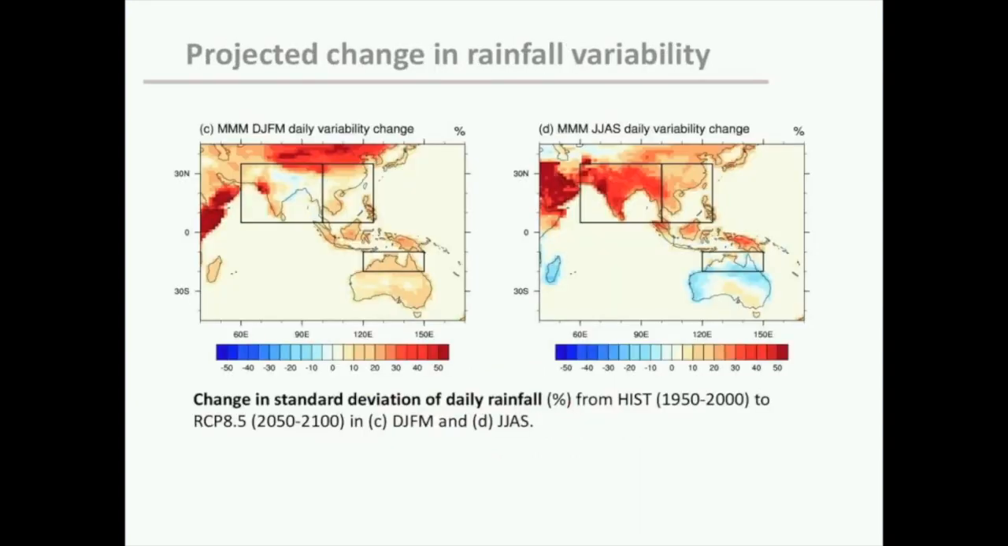Firstly, we looked at just the daily rainfall variability at each grid point and take the standard deviation of that as a simple measure of rainfall variability. On the left-hand side is the Australian summer change in variability from a present day or historical to the RCP 8.5, the high emissions future. And you can hopefully see that there is an increase in variability in Australia, although it's relatively weak compared to some of the changes elsewhere. And in terms of the Northern Hemisphere summer, you can see a very large increase in variability, particularly over South Asia, over India, and also to some extent over East Asia.